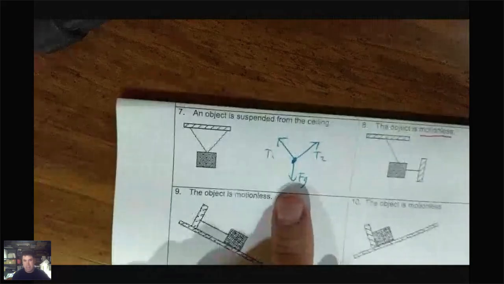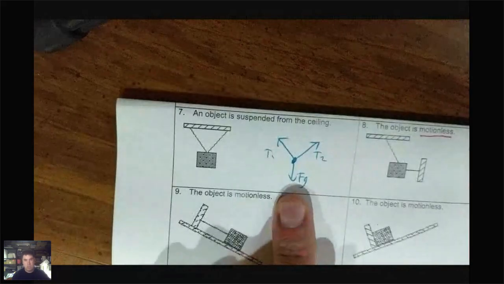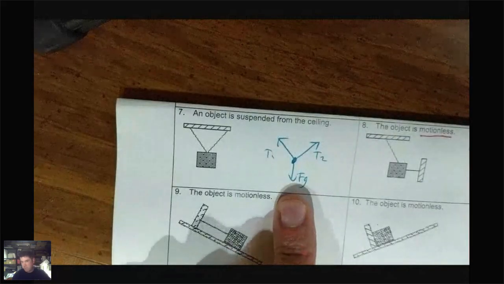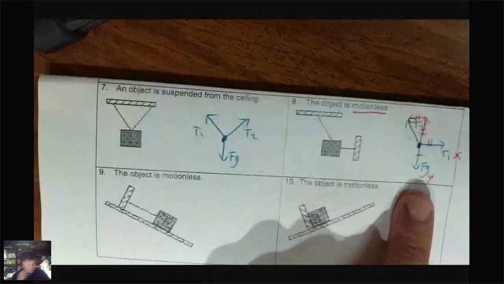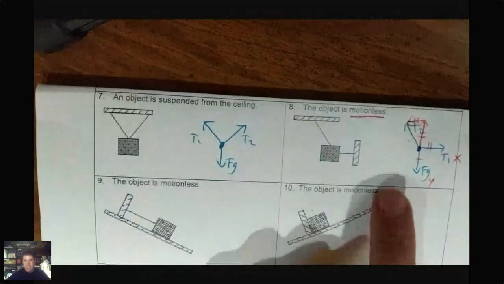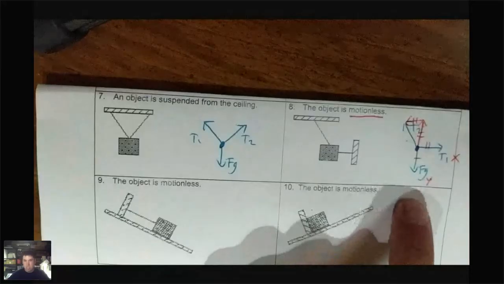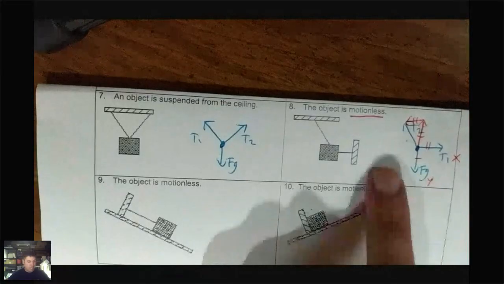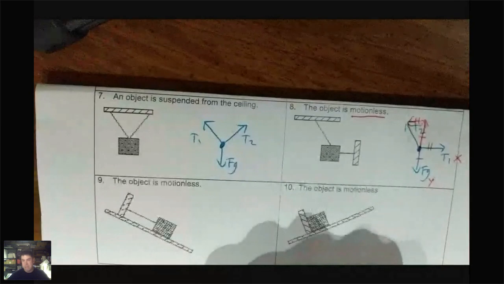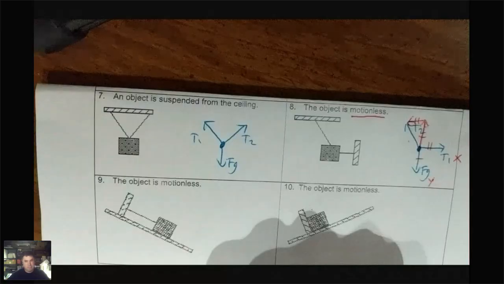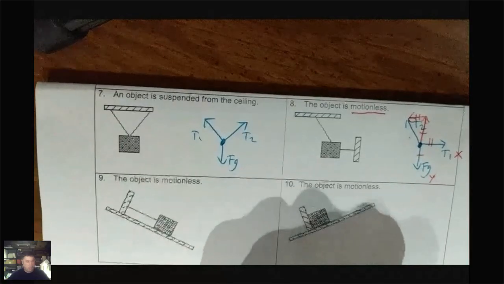I couldn't make a claim with number 7. I don't know which one's bigger. Probably the force of gravity, but I'm not positive for this one. But for this one, we could be pretty confident that T2 has to be bigger than the downwards and the right one, simply because it is canceling out both of those two forces. So it must be bigger. Does that make sense? Okay, good.